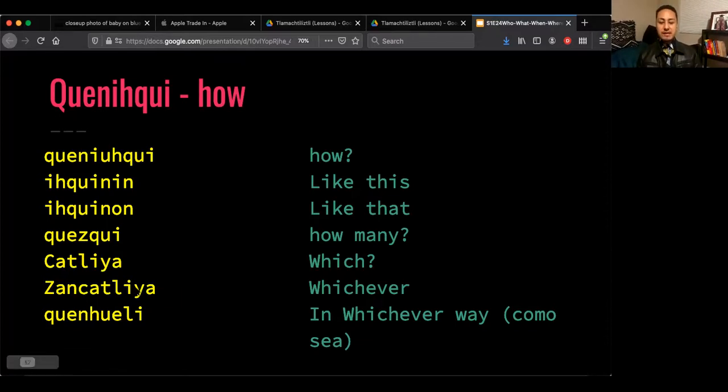Whichever, this is the exception. You would think it would be katlilla weli for whichever, but they say san katlilla. This is the exception. You don't say katlilla weli. This whichever is like whichever one you want, like an object, versus kenweli is in whatever manner. I guess I should have said manner here, but I put it as whichever way, in whichever manner, like however you want to do it.